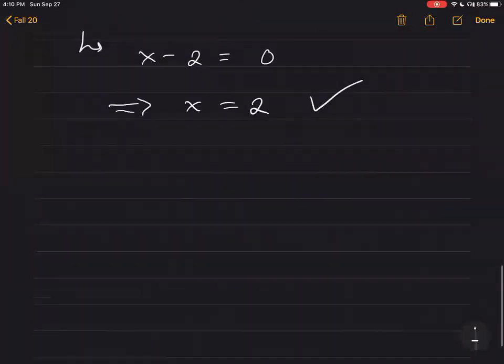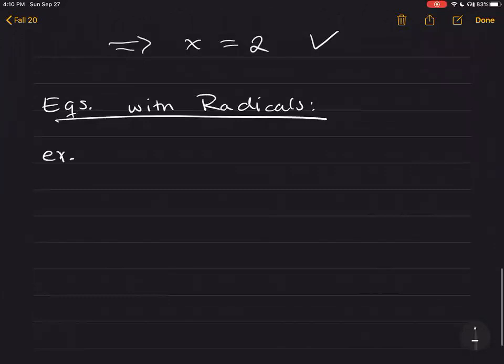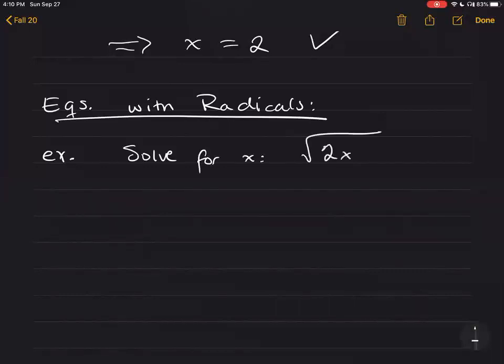Cool. So the second kind of equation I want to talk about is equations with radicals. Right? So again, let's do an example to kind of see the technique. So let's solve for x. Let's do square root 2x plus 1 equals x.